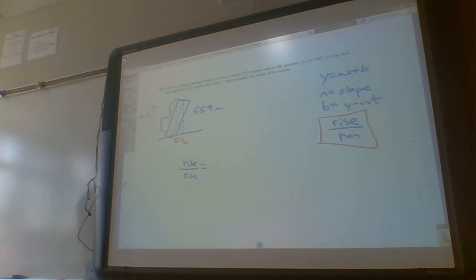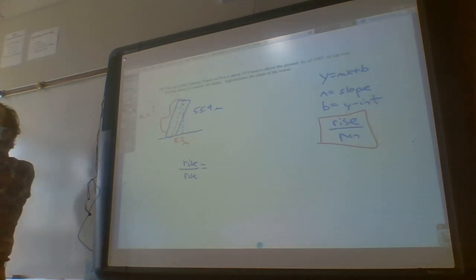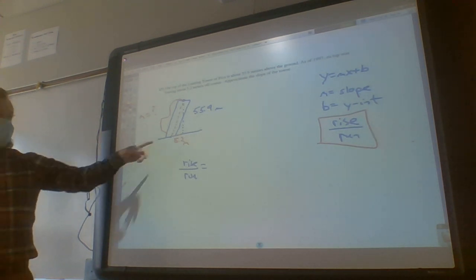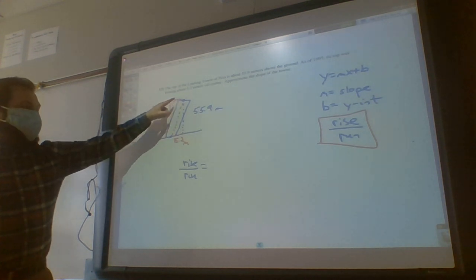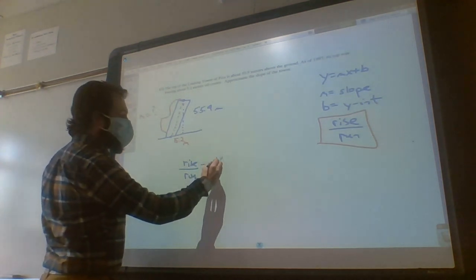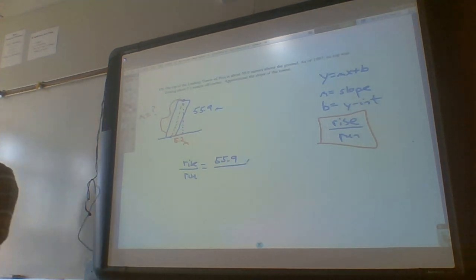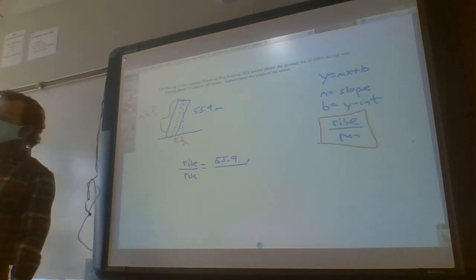Okay, I saw a couple hands go up and back. What do you think, Noah? 55.9. How tall is the tower? Well, it's 0 at the ground. If we go up, 55.9. Now, the unique thing about this tower is it's tipping over.